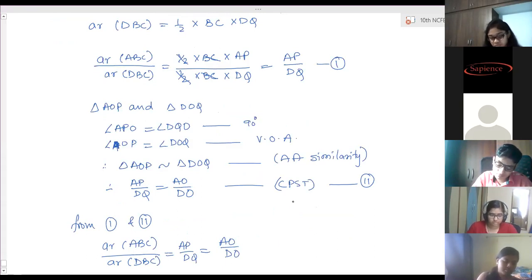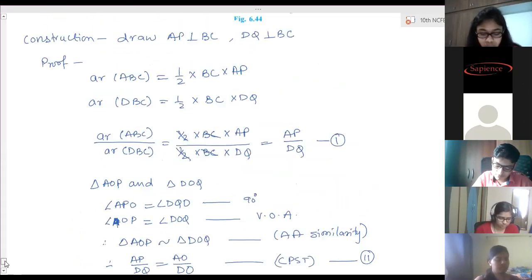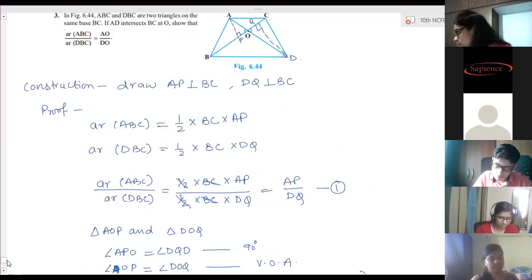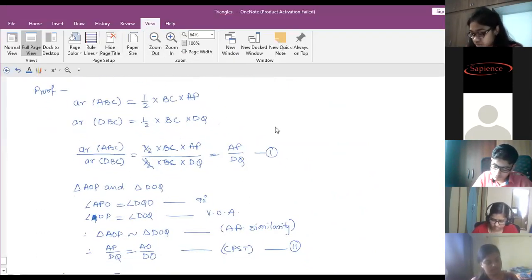Clear? And mark this question in your textbook as well as your notebook, so that while revising, you don't forget this. Note down.